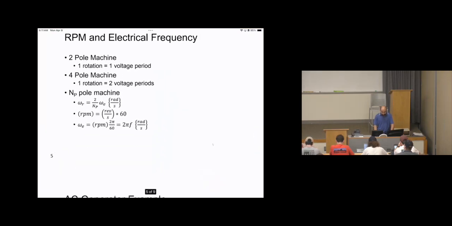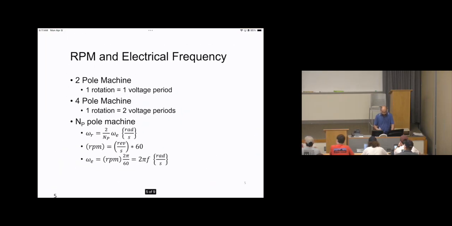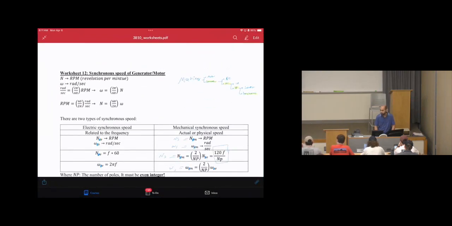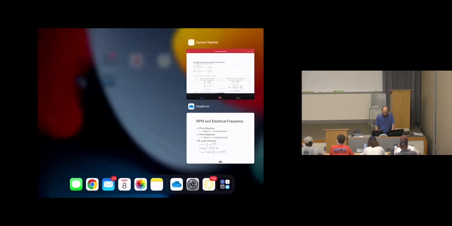Okay, so here, let's go back to the notes. The previous notes, I think maybe I forgot to mention, it was worksheet number 12. This is the worksheet. It should be available on Canvas. Now, going back to the notes.